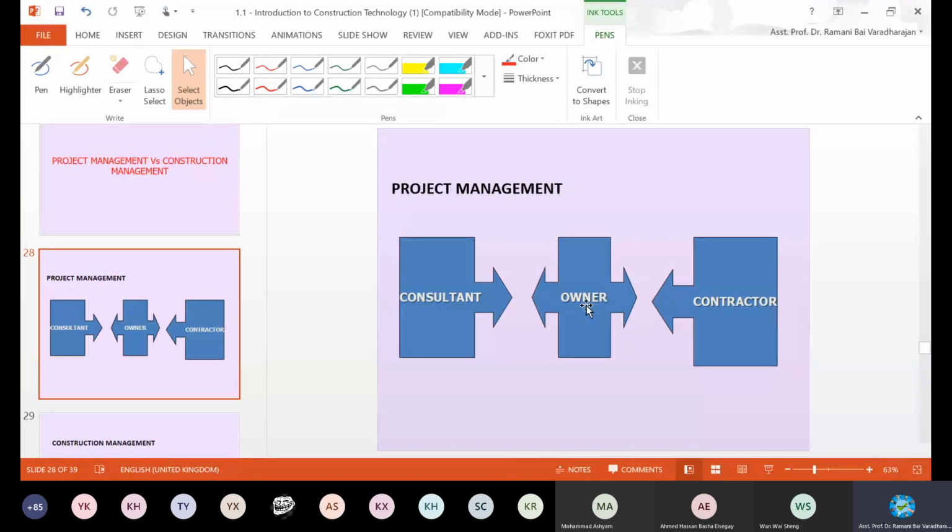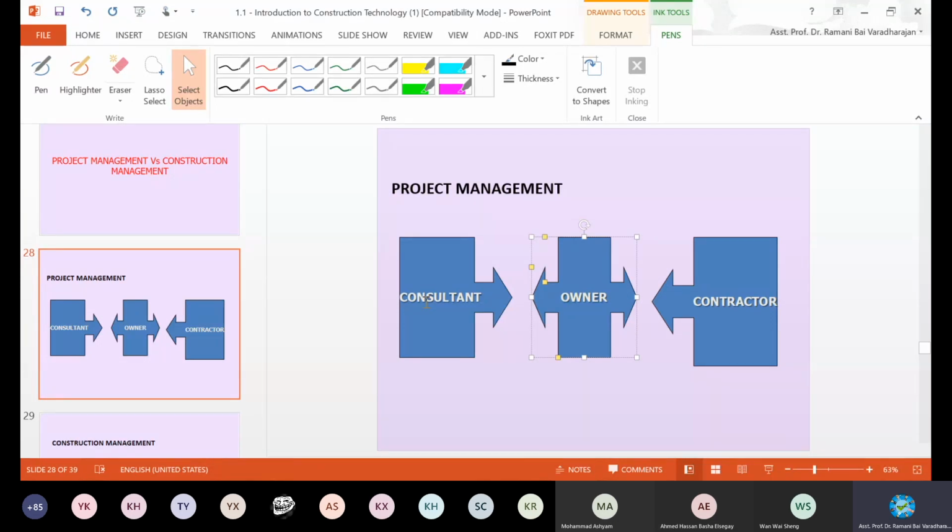Owner can be an individual, manager, company, industry, or a well-wisher, anybody. And then the owner will be communicating between consultant and the contractor. See the arrow? This is one way only. Once they develop the concept of the building, the owner will directly communicate to the contractor. In turn, the contractor won't go to the consultant. They will check with the owner first. The owner in turn checks with the consultant. This is the flow of communication in a project management normally.